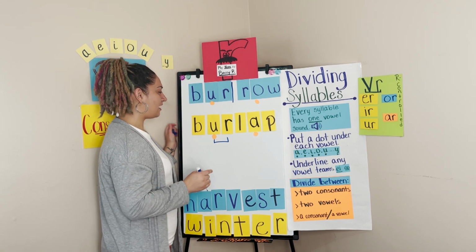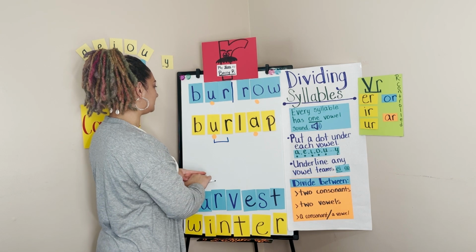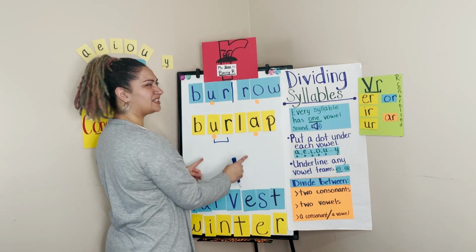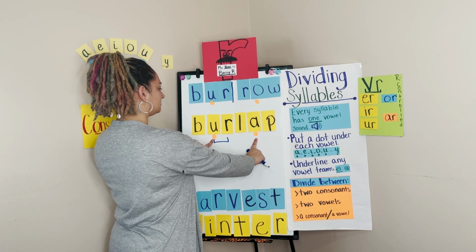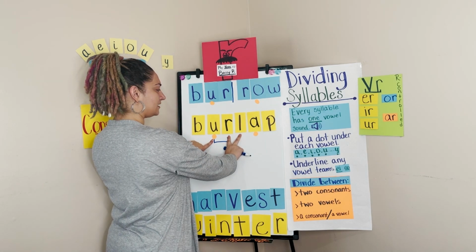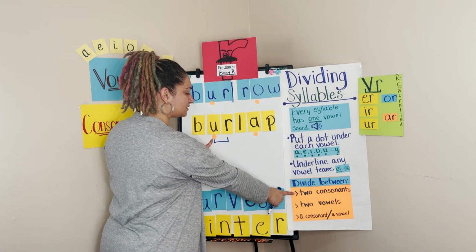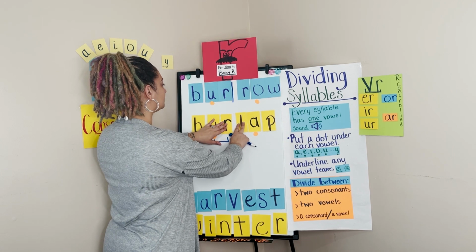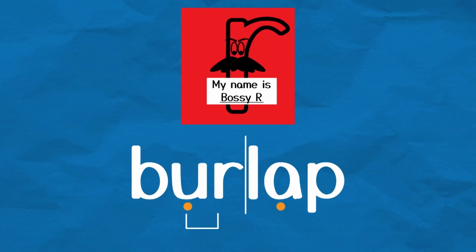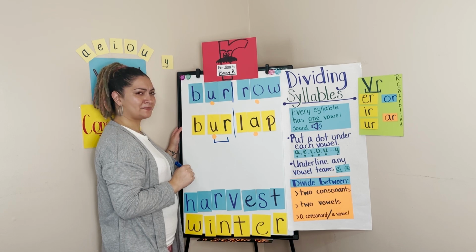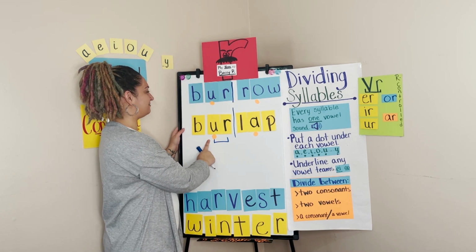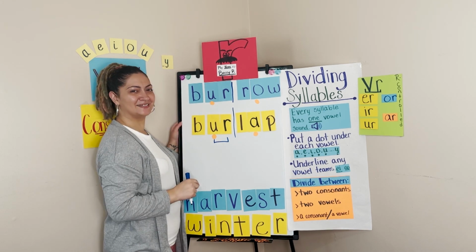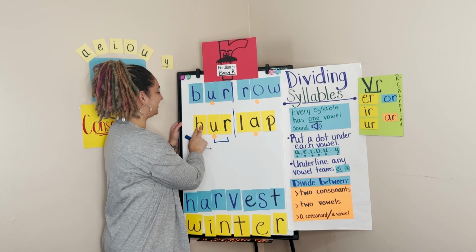Nice job. All right, well, let's find our vowels and see what's in between them so we can decide how to split our word up. Well, in between these two vowels, there are two consonants. And that's our tip. We can split between two consonants. So let's draw a line in between the R and the L. Do you notice something? I noticed that our word starts the same as the word we just did. That's fun.